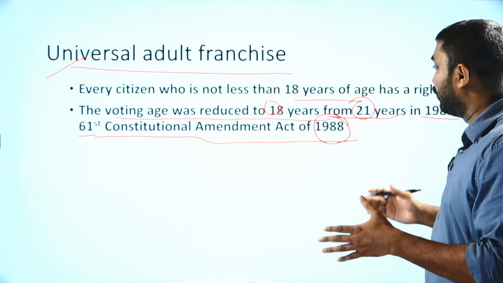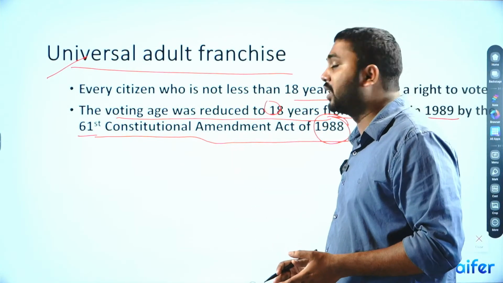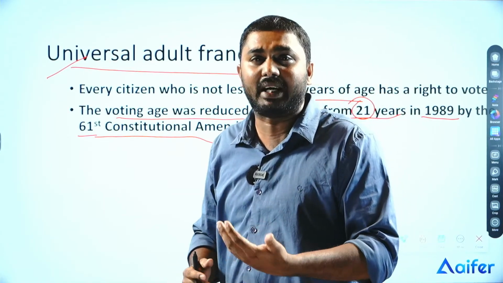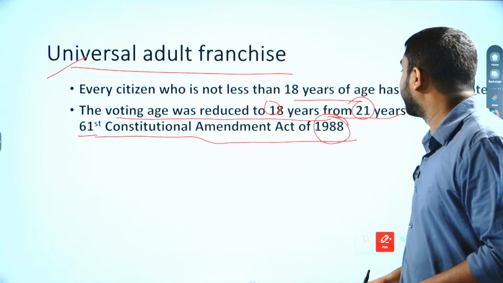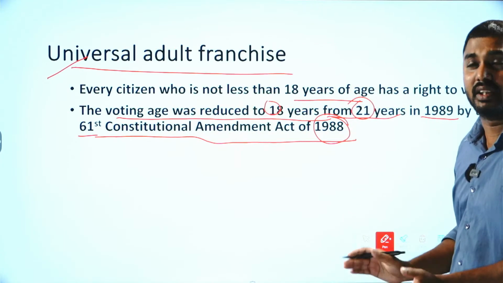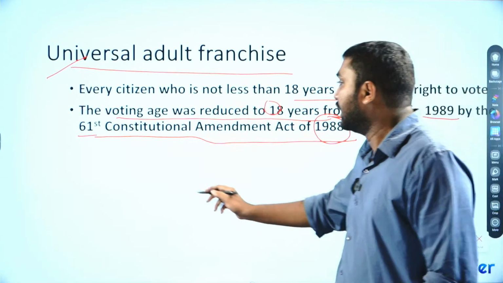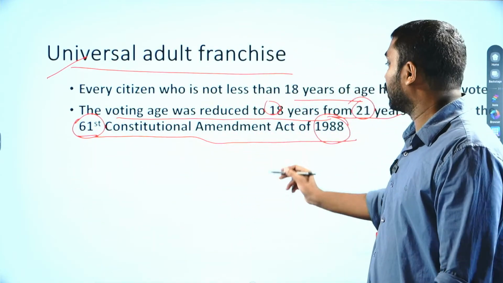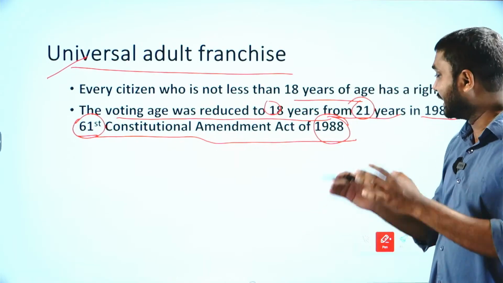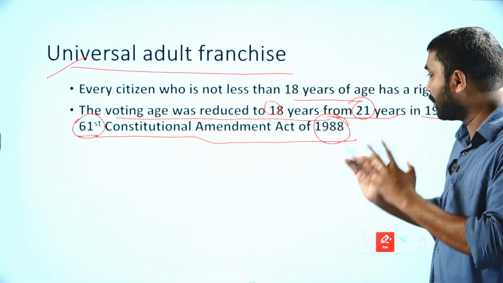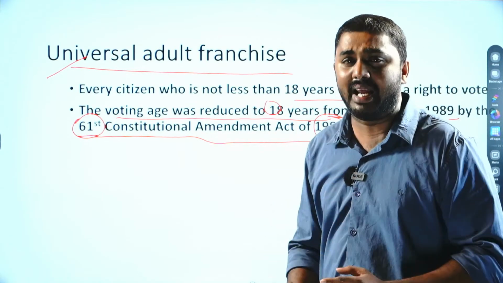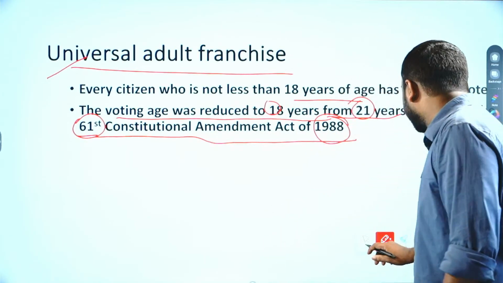In which constitutional amendment was the age of voting reduced from 21 years to 18 years? It is the 61st Constitutional Amendment. So this year, this amendment and this age should be kept in mind while writing the examination.